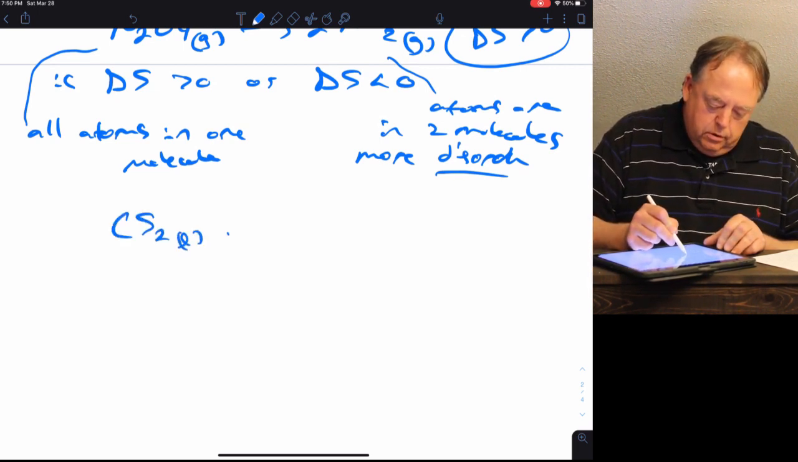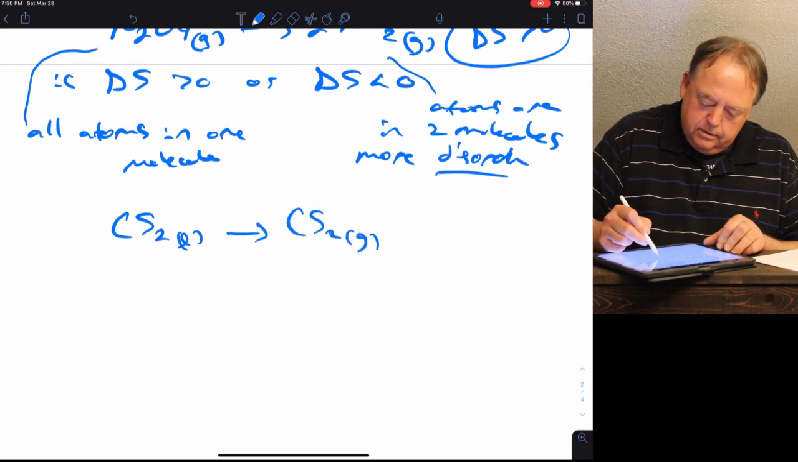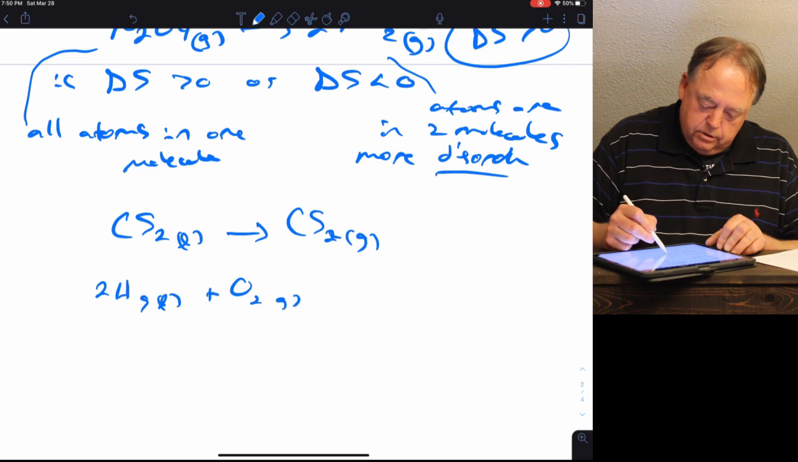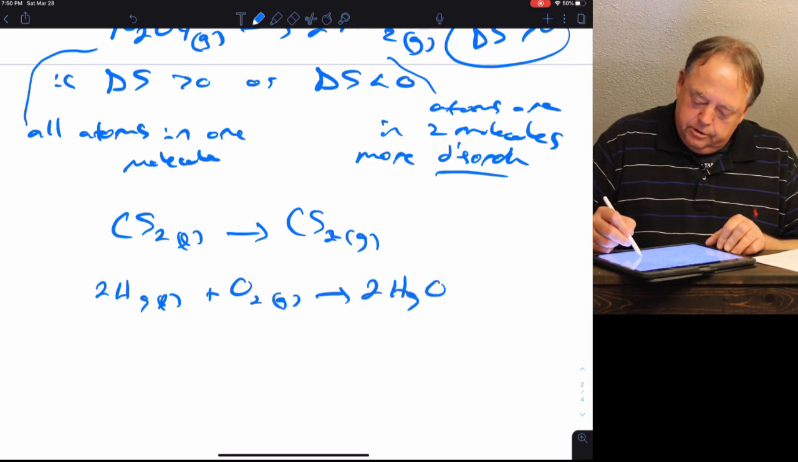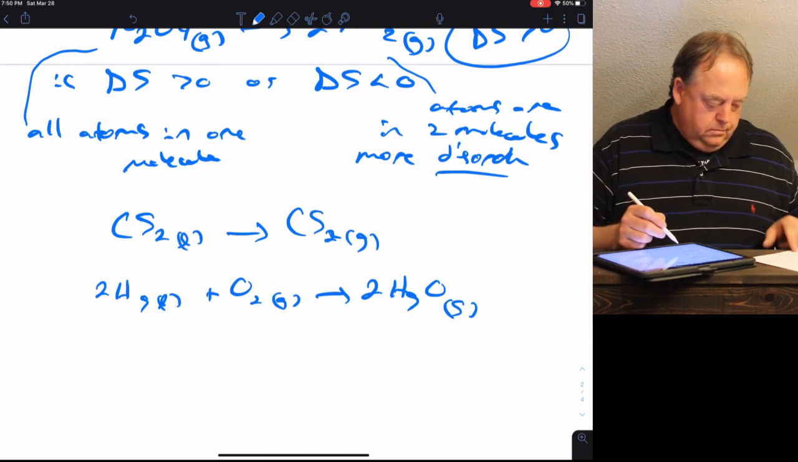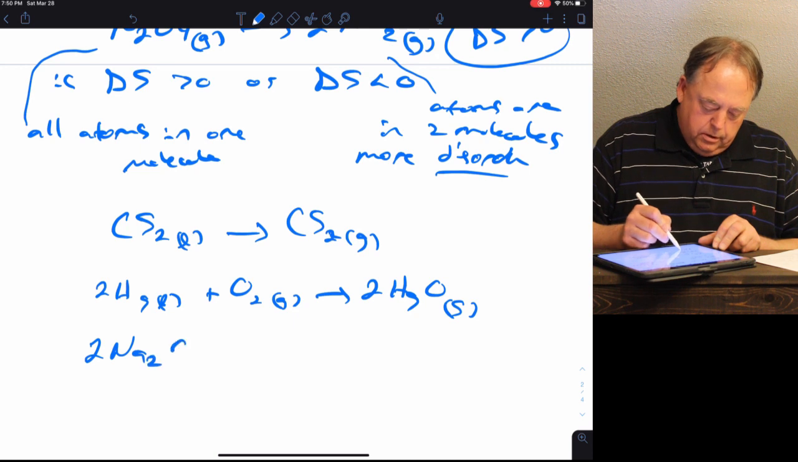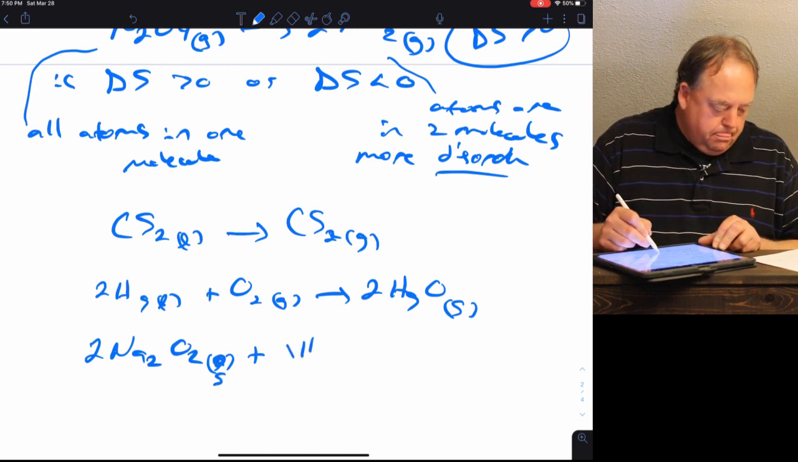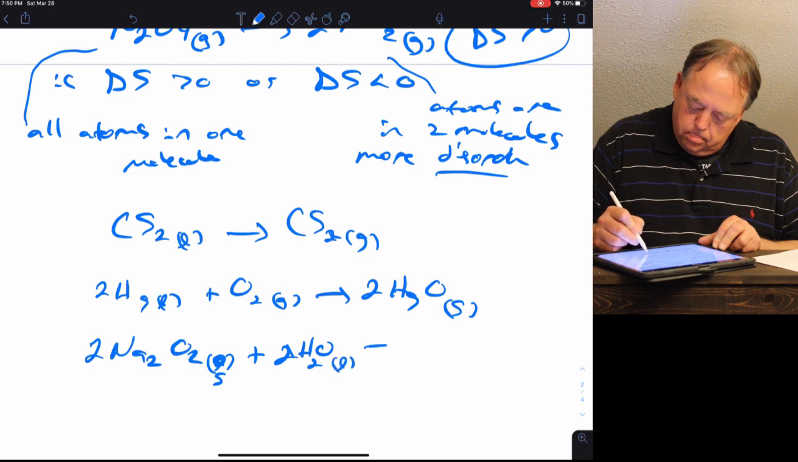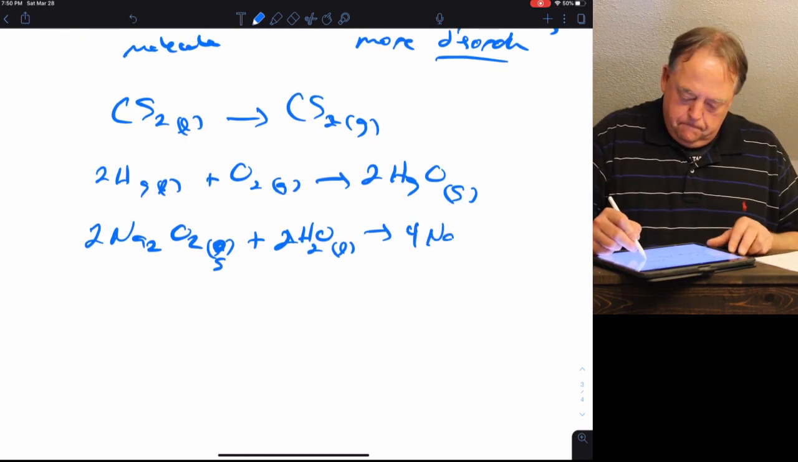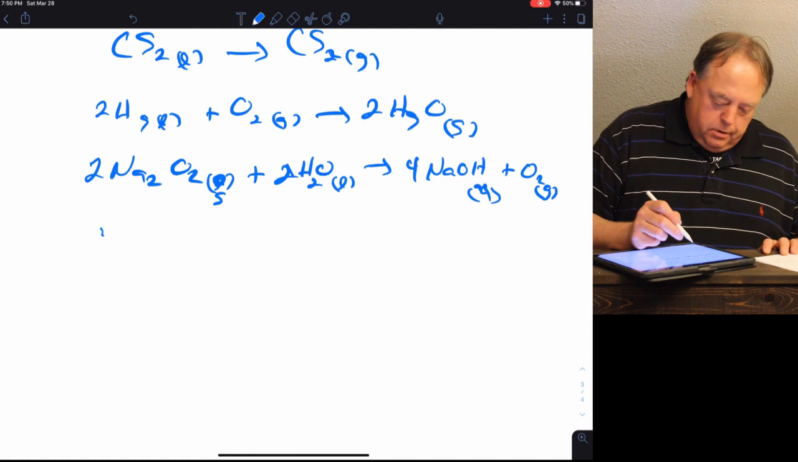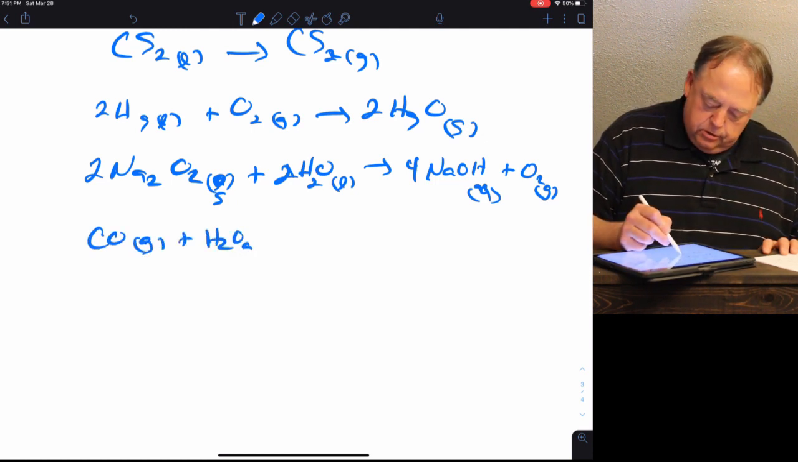CS2 liquid goes to CS2 gas, 2Hg liquid plus oxygen gas goes to 2HgO solid, 2Na2O2 solid, okay, and one more. Let's say CO gas plus H2O gas.